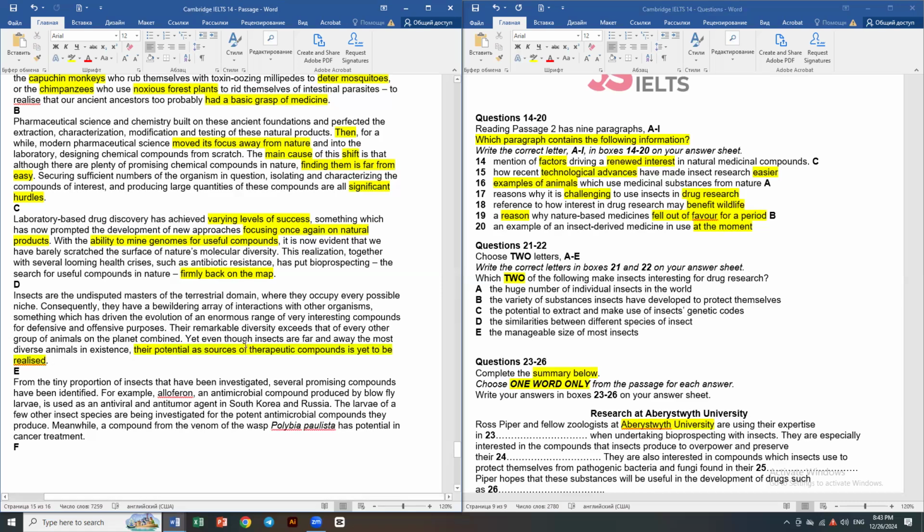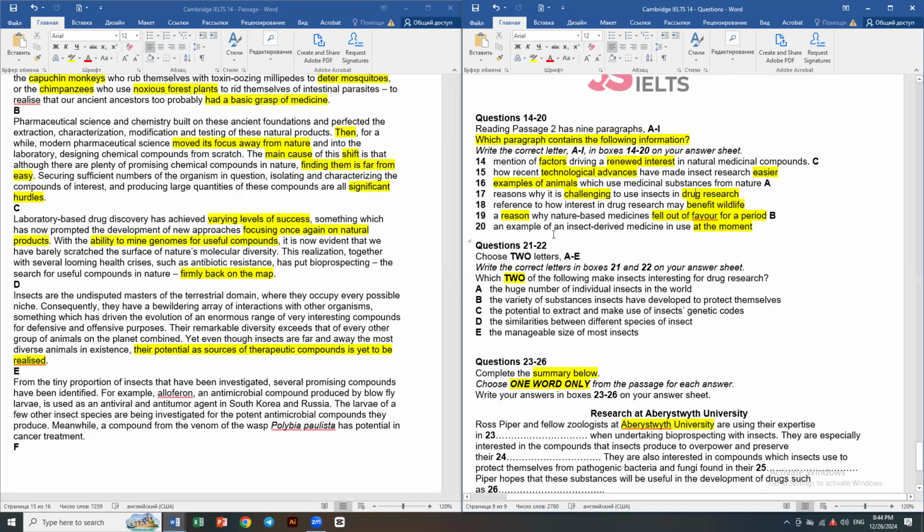So the thing here is that it's talking about the insects being undefeated masters of pretty much, let's say, the jungle, and they also have a very difficult number of interactions with other organisms. So the word bewildering means to have many options that is hard to choose, right? So therefore, paragraph D is very paragraph D.